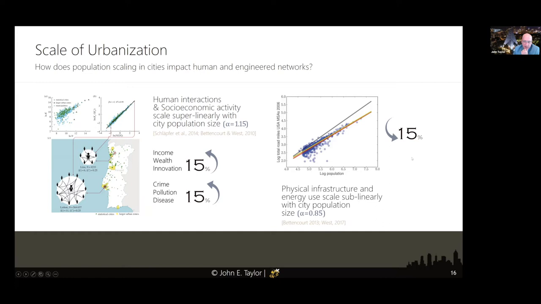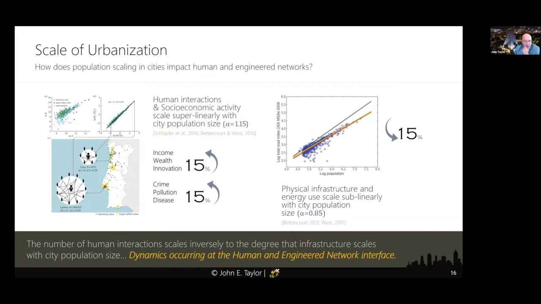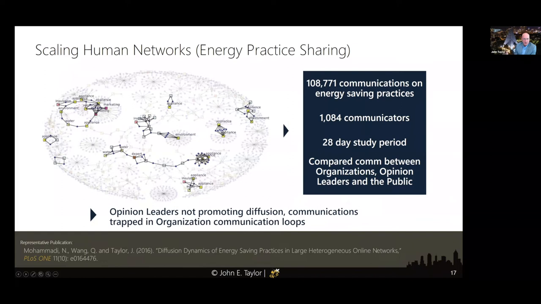And so there are interesting interactions occurring there, interesting dynamics at the human and engineered network interface, which kind of encourages us to do studies in this area. And so I'll just share two that kind of bring us up in terms of studying human dynamics separately from infrastructure network dynamics. And then I'll describe what exactly this digital twin is.